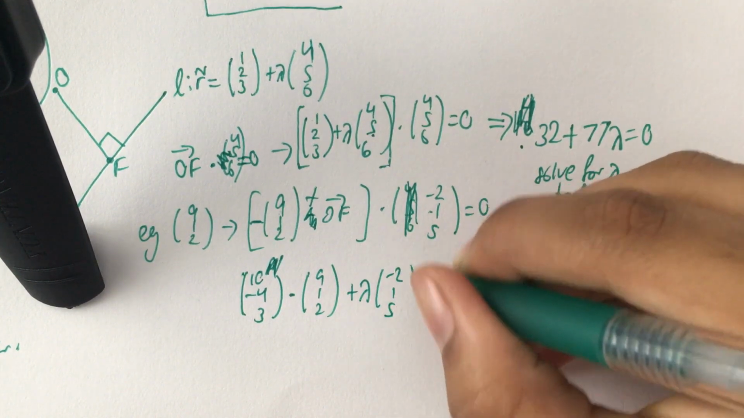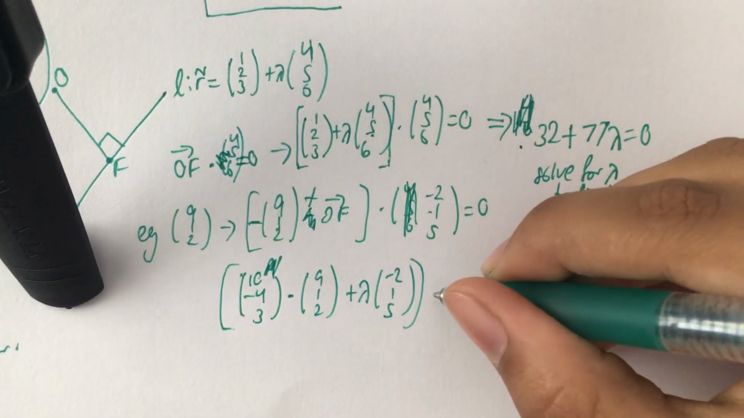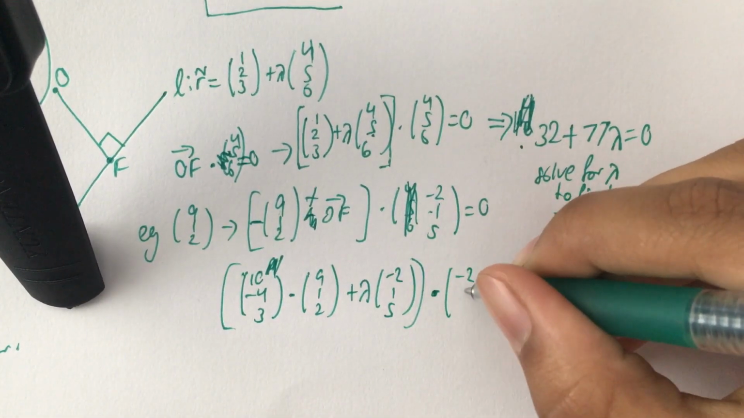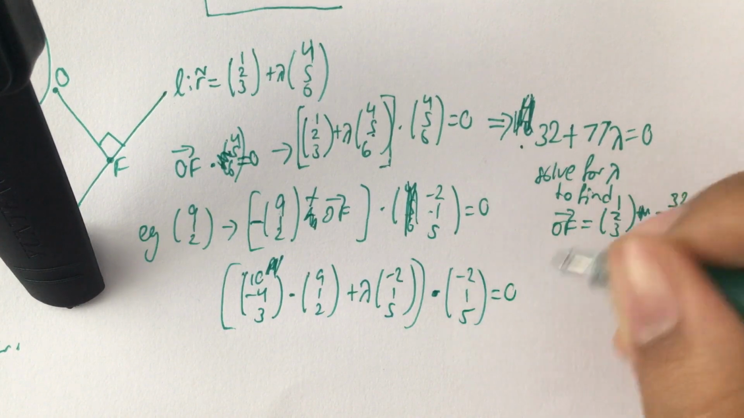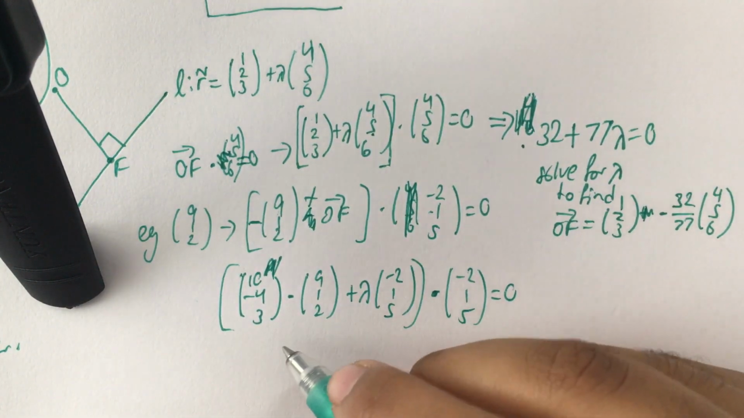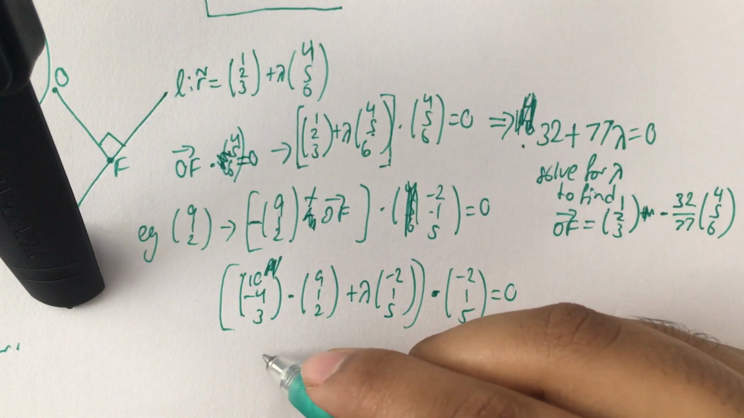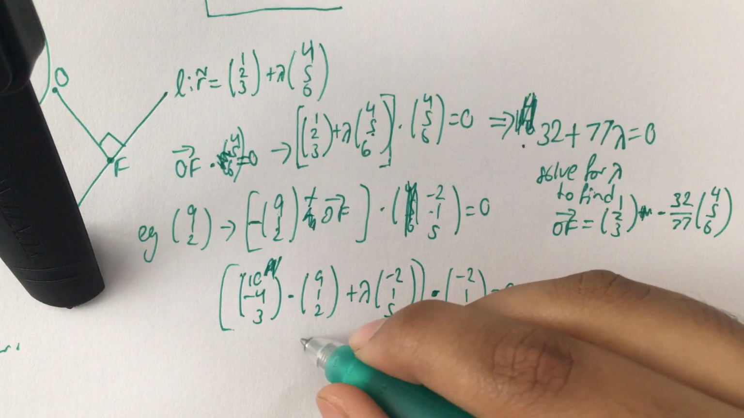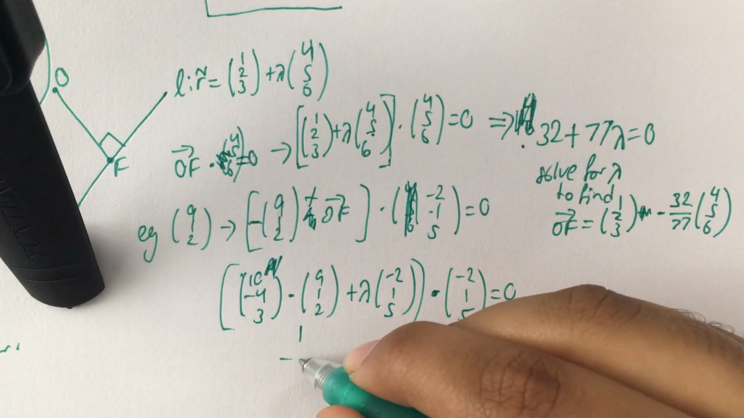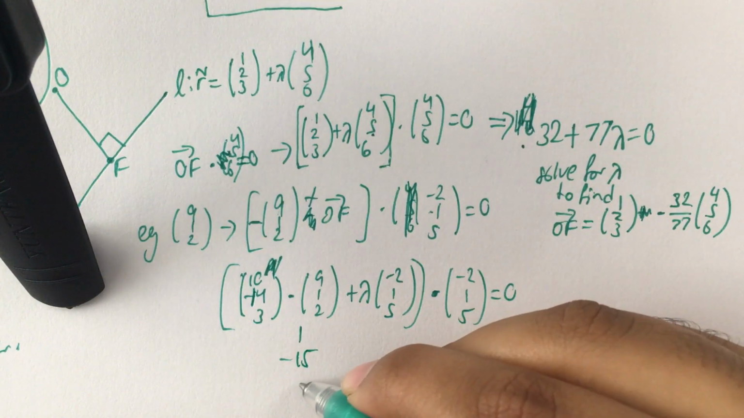So we have 20 plus 14 lambda equals 0, and from there you can find lambda, and then you can get OF. From there you can find F, because you've just found OF. If it's like AF or something, then you have to re-add the point to find OF. And there you have your foot of the perpendicular. Yay.